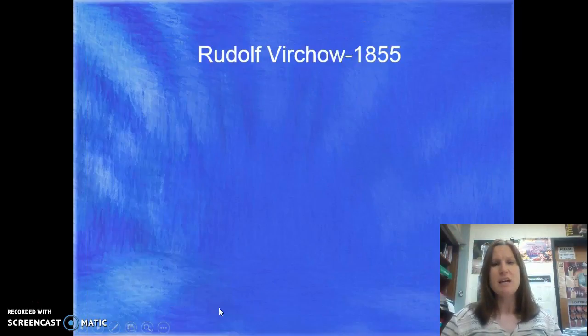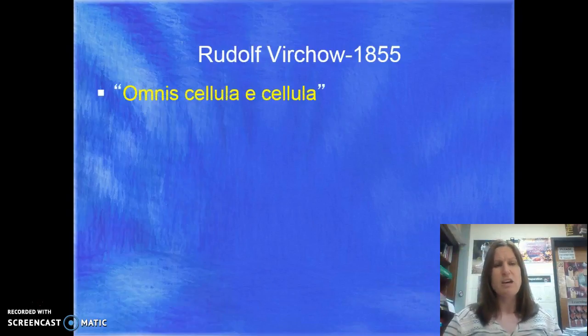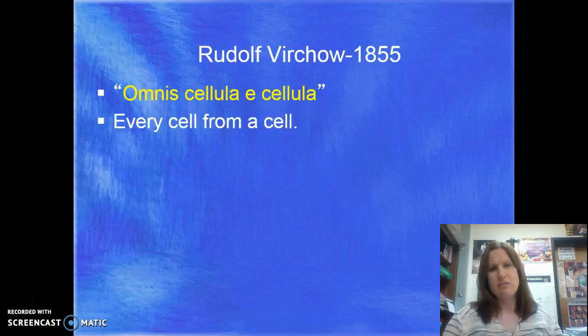Now, keep in mind that it was Virchow in 1855 who stated omnis cellula e cellula, that every cell is from a cell, so that all living things come from pre-existing cells. Now I just have to throw this in here, but there's some evidence that shows that Virchow actually stole this research from someone else, but he's still credited with it. So I don't know, just thought I'd put it up there.